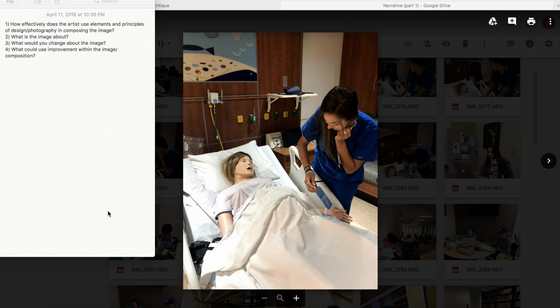Overall, I think this photographer did a really good job helping to portray their theme, and there were only a few minor tweaks that I would have suggested.